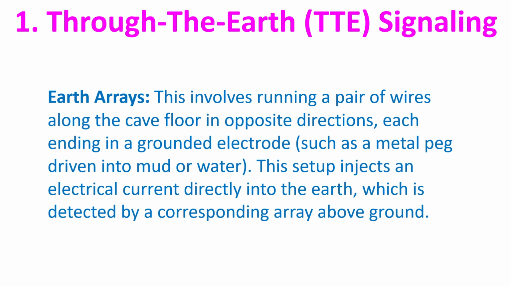Earth arrays. This involves running a pair of wires along the cave floor in opposite directions, each ending in a grounded electrode such as a metal peg driven into mud or water. This setup injects an electrical current directly into the earth, which is detected by a corresponding array above the ground.